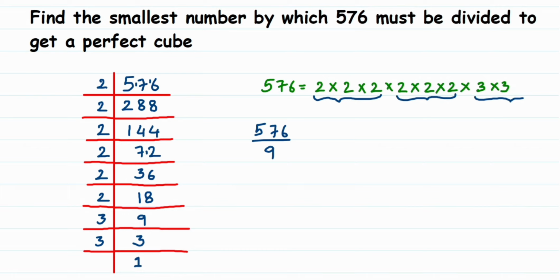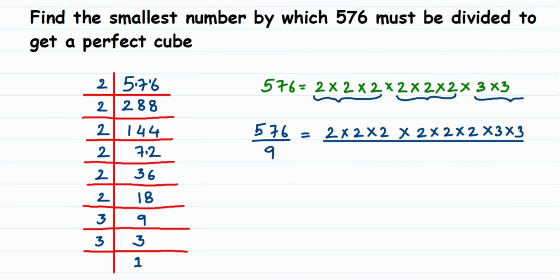2 multiplied by 2 multiplied by 2 multiplied by 2 multiplied by 2 multiplied by 2. I'm writing the 3s here, 3 multiplied by 3, and we're dividing by 9. So the whole thing divided by 9. So we can cancel this 9 and these 2 3s. We can cancel 9, and 576 gives 64. So 64 can be written as 2 multiplied by 2 multiplied by 2 multiplied by, write down 2 three more times. Here we got 64, and we know it's a perfect cube.